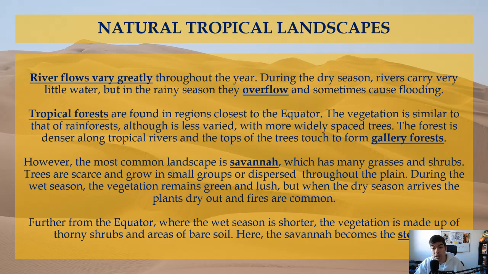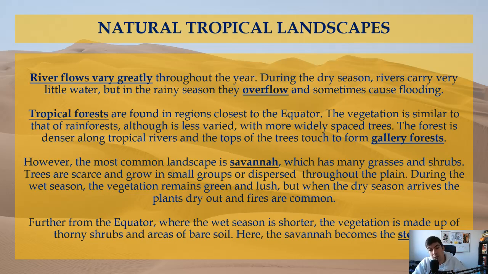heavy rain. We have tropical forests here in these regions, well, in the ones closest to the equator, with vegetation similar to that of the rainforest, although it is less varied. Okay, and there is more. The trees are more spaced. There is more space between the trees, and sometimes we find a gallery forest. That forest in which the tops of the trees touch each other.